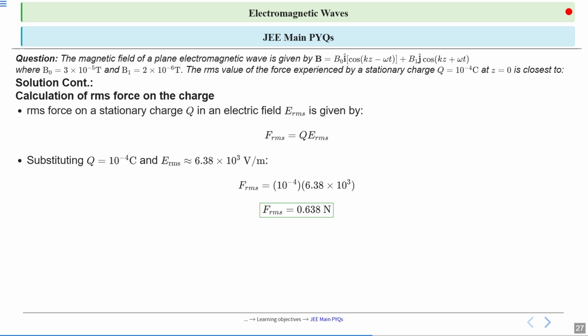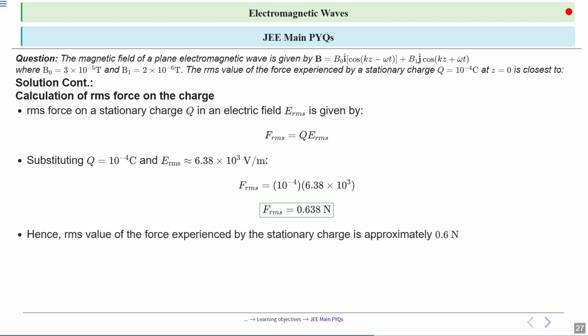And it is asked which is the closest value given in the options. It is given 0.6 Newton. Hence, the RMS value of force experienced by the stationary charge is approximately 0.6 Newton. So option A, 0.6 Newton, is the correct option. Got it?